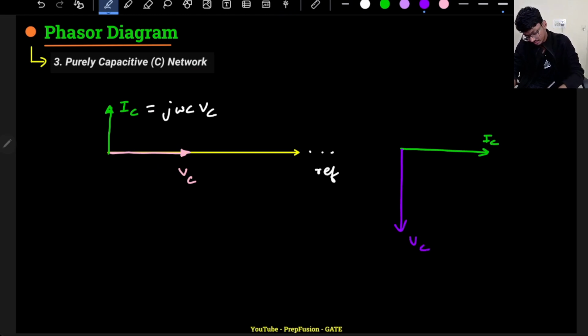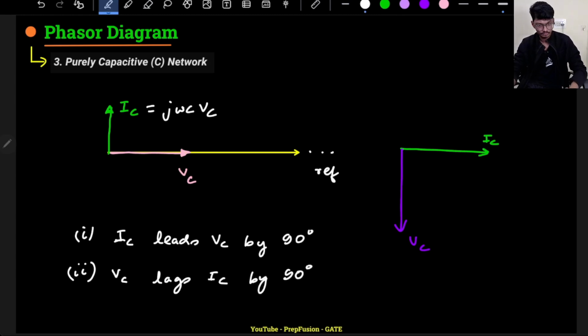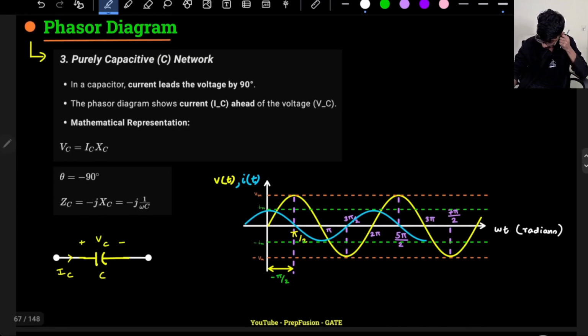So two ways you can write. First one is that your IC, capacitor current, leads VC, that is capacitor voltage, by 90 degrees. Or you can write, your VC lags capacitor current by 90 degrees. Both are same. There is no difference, both are totally fine. So same thing we have written over here itself.